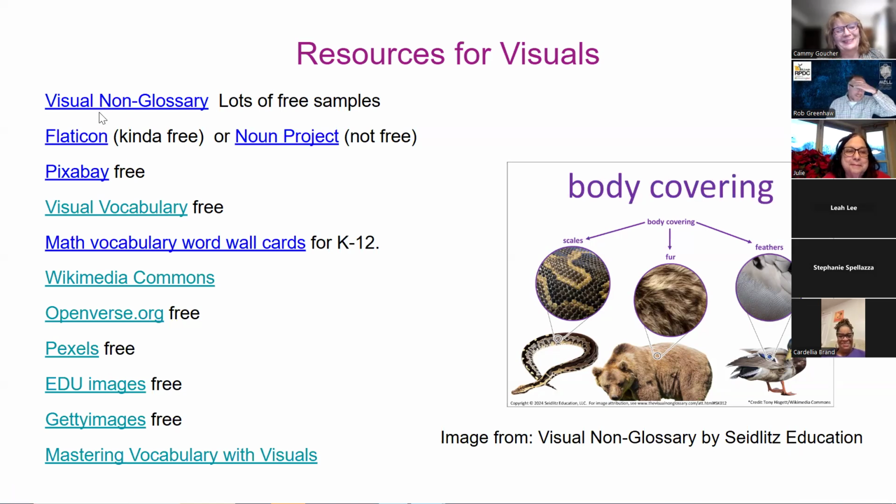The visual non-glossary. This is just a bunch of stuff for you to check out. An example of it is this image on the right. It comes from a company called Seidlitz Education, which is the publisher of the Seven Steps book. The person who put it together is Stephen Fleener. He's big into science instruction, and a lot of the vocabulary has to do with science vocabulary.